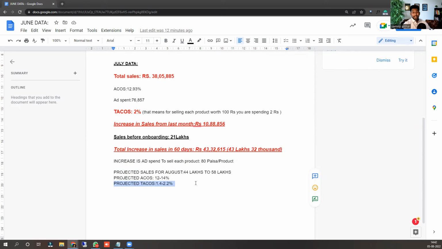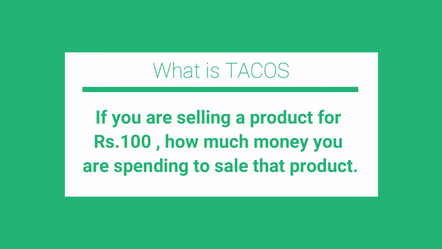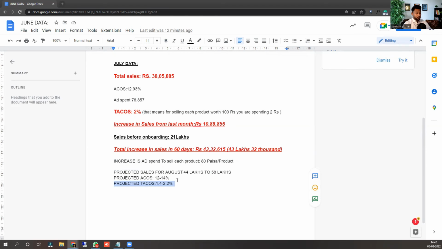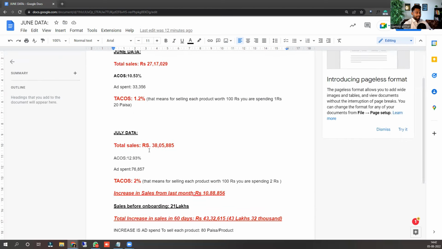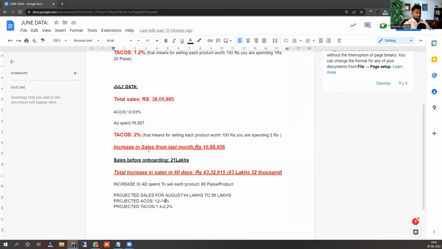If you don't know what TACOS is, basically, if you're selling a product for 100 rupees, how much money you're spending to sell that product. For this client, in the starting, we were spending only 1 rupee 20 paise to sell a product for 100 rupees. And in July, we are spending just 2 rupees to sell one product that was selling for 100 rupees. So this is the kind of result that we are bringing to our clients.